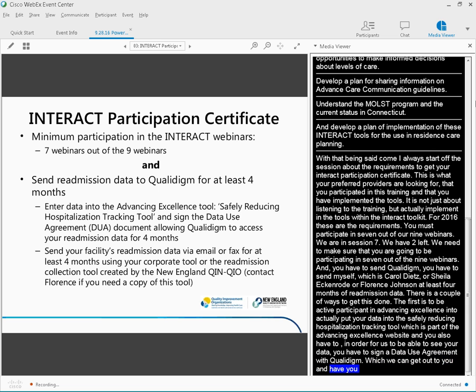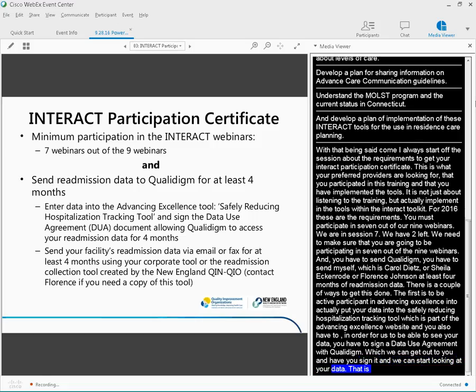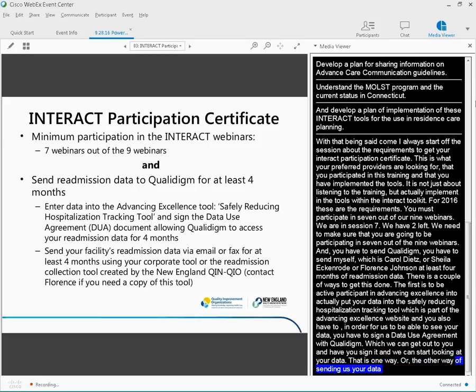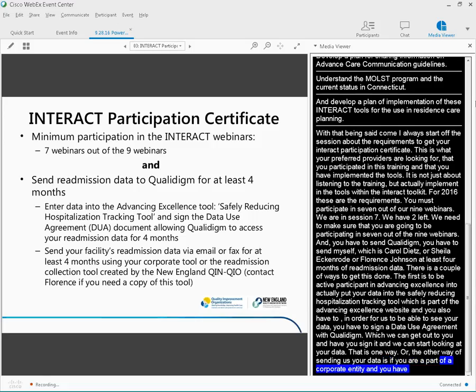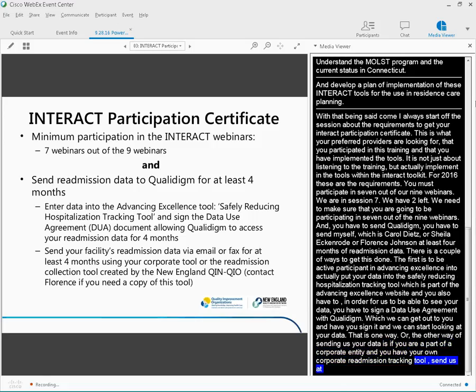So that's one way. Or the other way of sending us your data is if you're part of a corporate entity and you have your own corporate readmission tracking tool, send us at least 4 months worth of data by email. Now, we do not want patient-level data. This is an aggregate by month, your readmission rates.